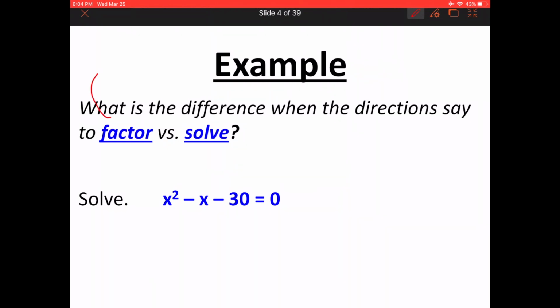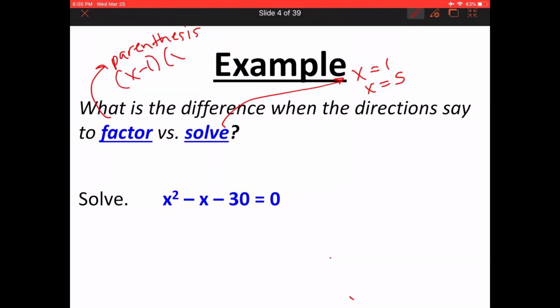When we say to factor, remember that factoring is 99% of the time going to involve parentheses of some sort. Whether we GCF, whether we difference of squares, there's always parentheses in our answer. Whereas solving is going to have an equal sign. X equals 1, x equals 5. Okay? So factoring might look like this, x minus 1, x minus 5, whereas solving is going to have the equal signs in those answers. So let's solve this example here.